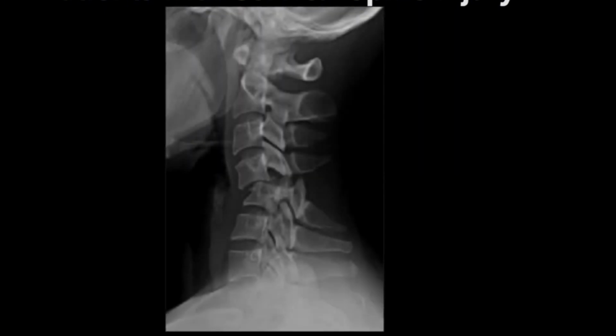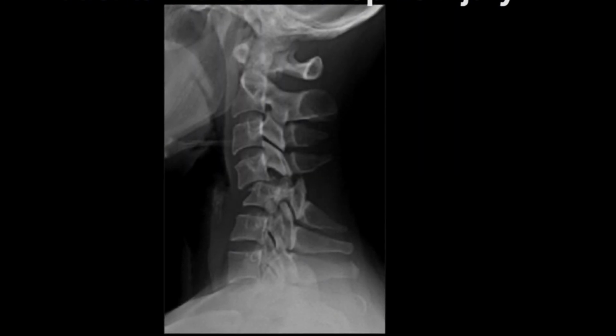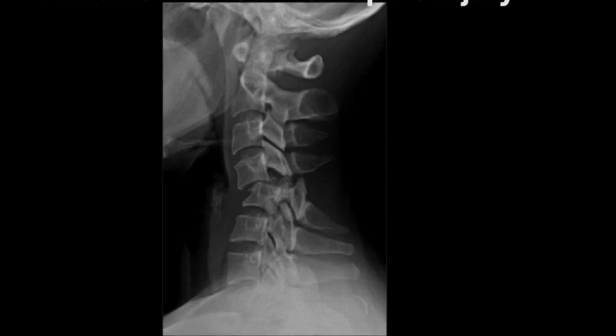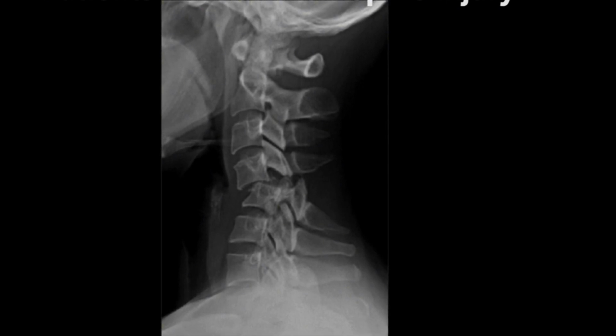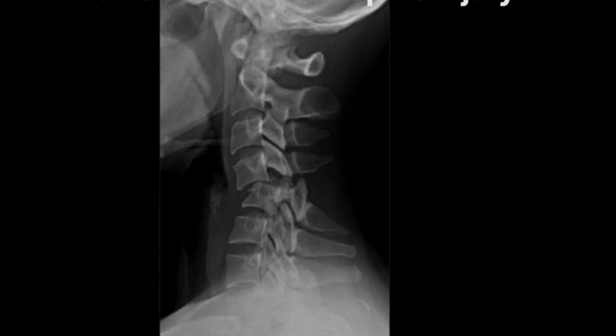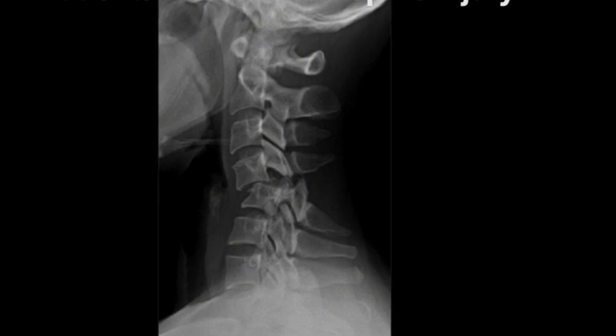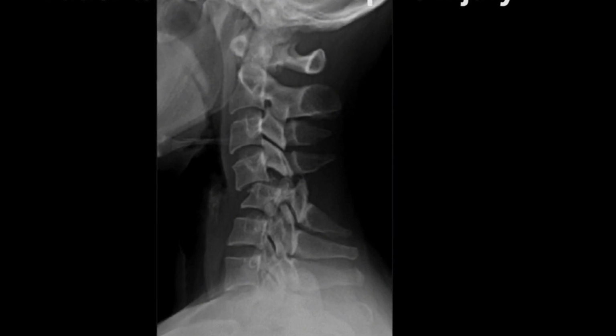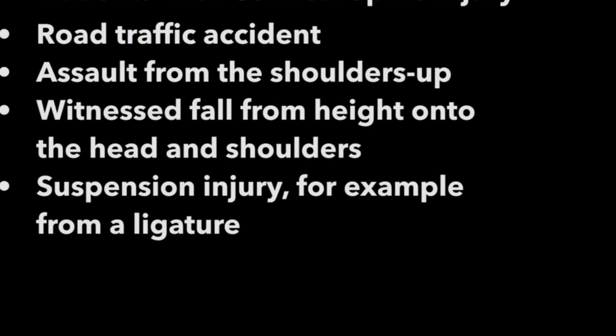Because this maneuver involves extension of the cervical spine, it is not safe to perform when the patient's history or suspected mechanism of injury leads to a reasonable suspicion of C-spine fracture. Manipulating this fracture may lead to it becoming destabilized, causing further harm or serious injury. Such circumstances may include road traffic accidents, assault from the shoulders up, witnessed fall from height onto the head and shoulders, suspension injury, for example, from a ligature.